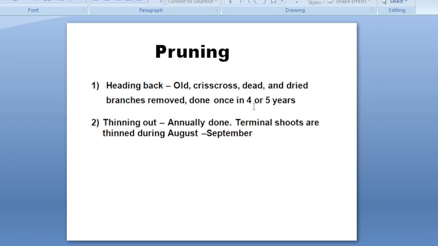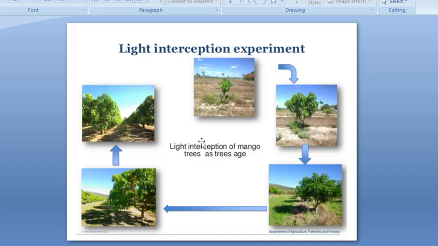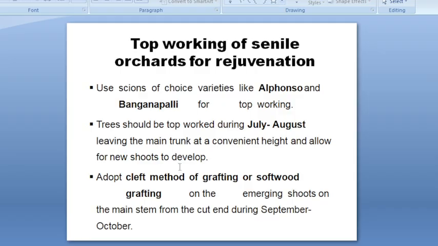It is done mainly 4 to 5 years after planting. Thinning out can be done every year, where we remove only some weak branches. This is how high density planting and proper pruning and training operations help the mango tree receive a sufficient amount of light, which in turn leads to good production.